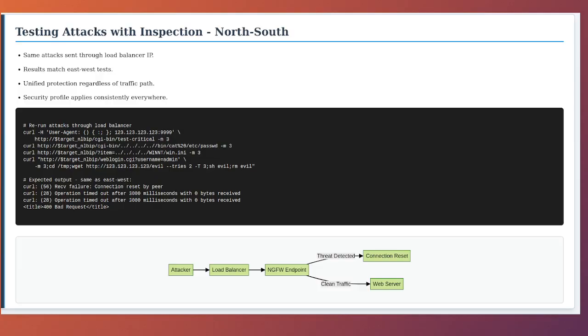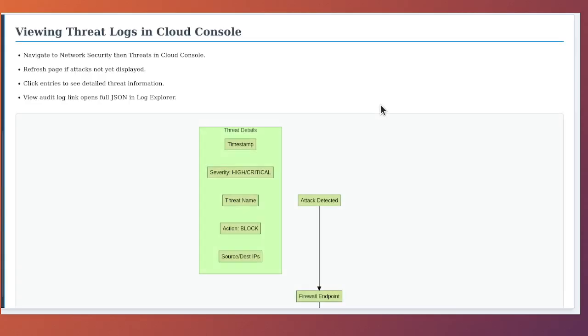If you still see 404 not found responses from Apache, the inspection is not working correctly. Verify that both rules show apply security profile group action, the endpoint association is active, and the security profile group path is correct. Viewing threat logs in Cloud Console.